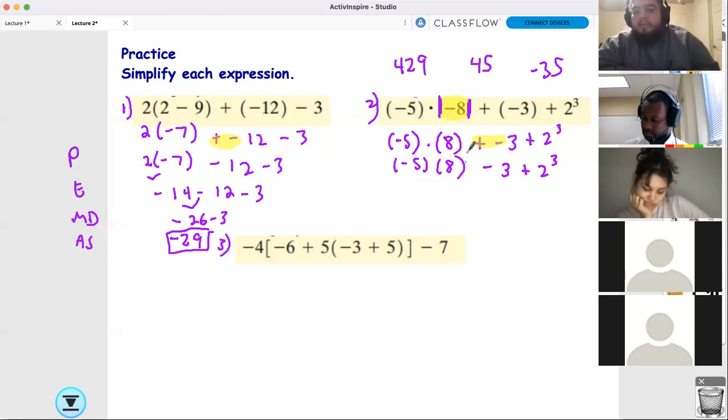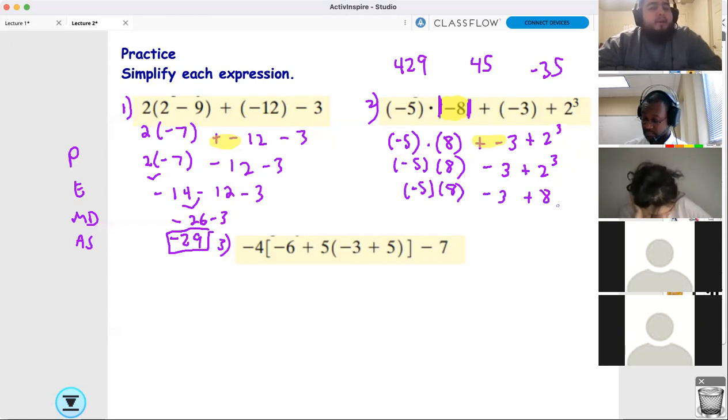No parentheses to simplify. Exponent: 2 to the third power. Can someone tell me what 2 cubed is? We got 8 from Tanya. That's correct. Bring down everything else. So after exponents, we're gonna multiply and divide from left to right. -5 times 8 gives us what, class? -40. Bring down everything else.